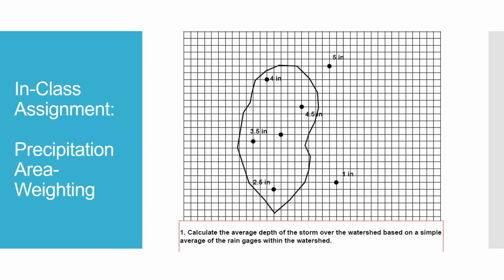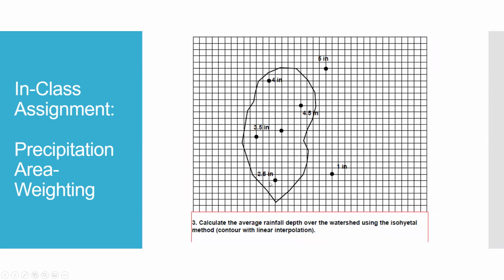Okay, so we ran out of time, but I'll hand this in-class assignment out to you all. And what I want you to do is calculate the average depth of the storm over the watershed based on first just a simple average, arithmetic average. Then you're going to calculate the depth of rainfall at this point using inverse distance weighting. Then you'll do the contour interpolation method and calculate the average rainfall depth over the area of the watershed. So you'll make your contours, and I gave you this grid so you can count the little squares. So you'll do that and then scan it and turn it in.